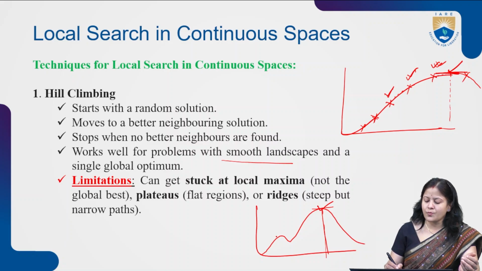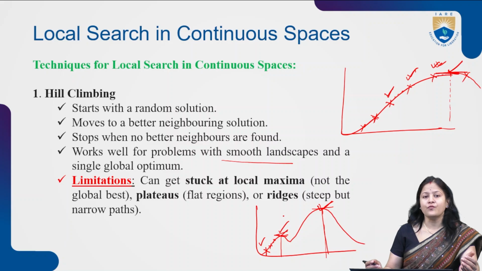Local maxima means, suppose we start with a random solution here and it will explore the neighboring points. When it reaches this peak point, the agent may not find any better solution further. So it stops its process. But there may be some other global maxima. So that is the main problem here in hill climbing. Once it finds the local maxima, it does not explore further.